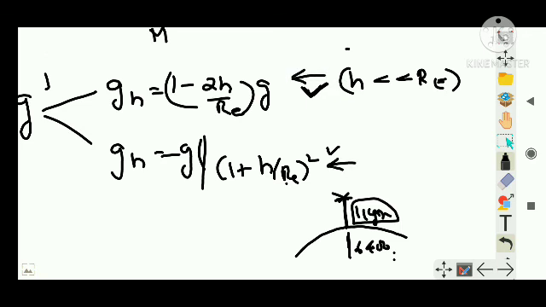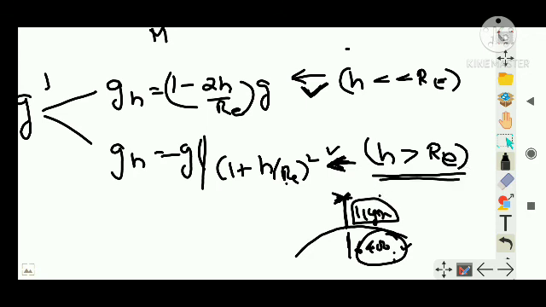Whereas if you bring the mass to a very high height, where the radius is 6,400 kilometers and you're bringing it to, suppose, 7,000 kilometers or more than 6,000 kilometers, it is better you use this equation. When h is greater than Re, use this equation. Keep this in mind. Numerical questions will be like this, that is, you are bringing the mass to a position double the radius of Earth or equal to the radius of Earth. In that condition also, it is better you use this equation.